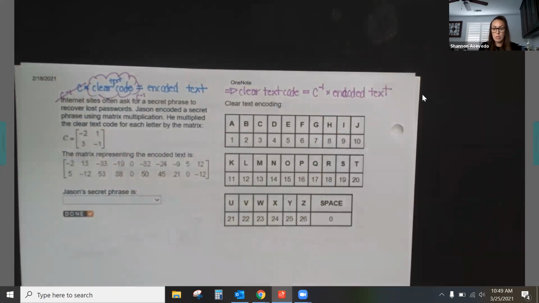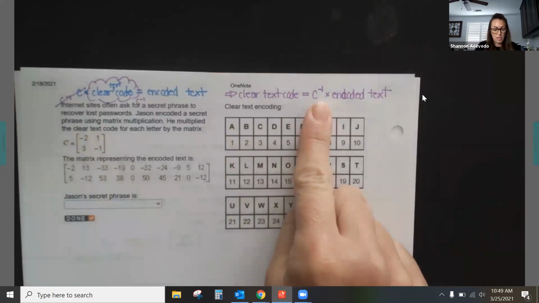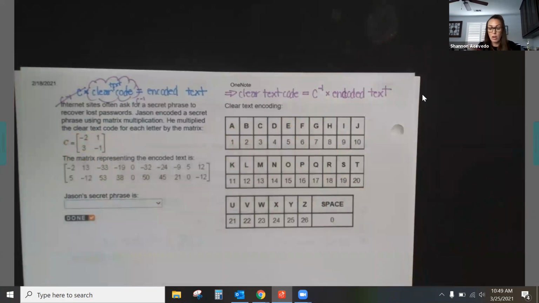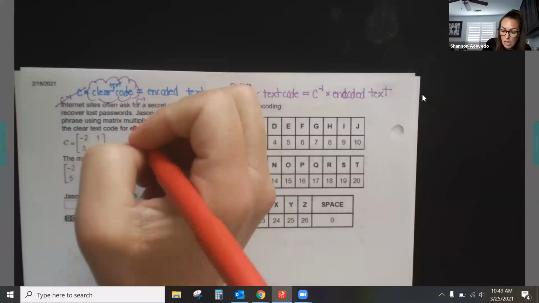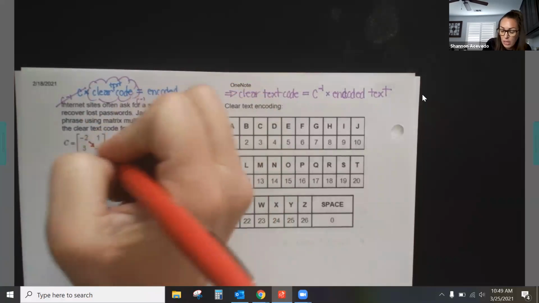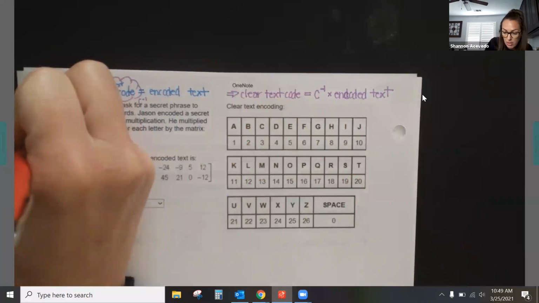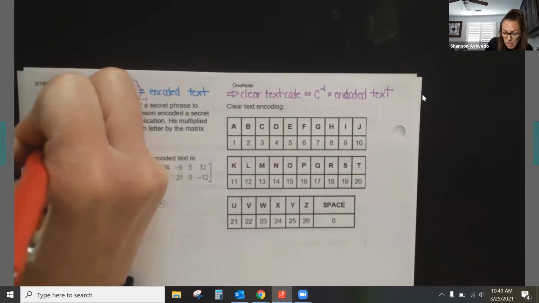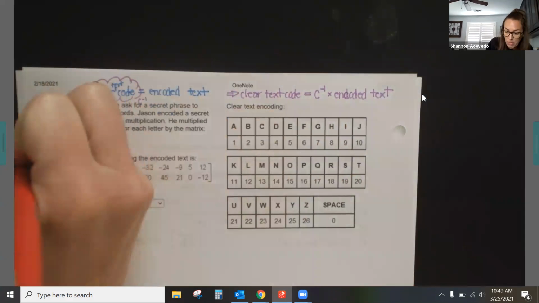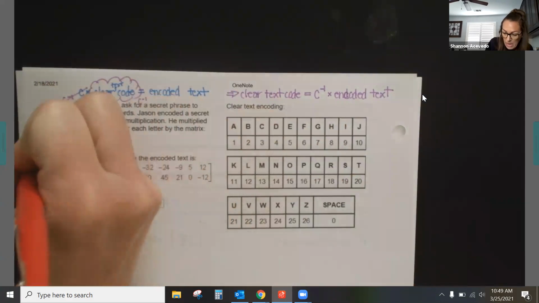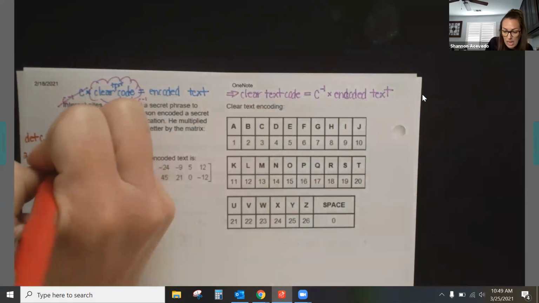Okay, so first thing I need to do is they gave me the C. I need to find the inverse of that. This is always going to be the case for these when they're looking for that original clear text code. So if I want to find the inverse, I need to figure out what the determinant of C is going to be. So it's going to be -2 times -1, which is 2, minus 3 times 1, which is 3. So it's going to be -1.